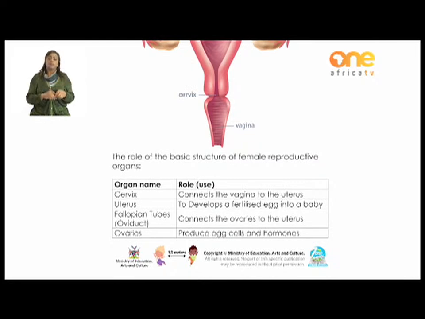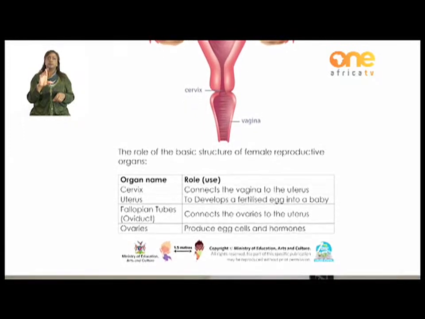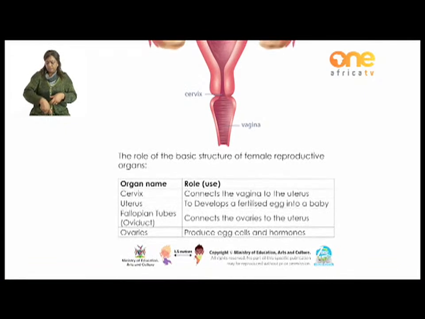The cervix is responsible for connecting the vagina to the uterus. And the uterus develops a fertilized egg into a baby, while the fallopian tubes or oviduct connect the ovaries to the uterus. And the ovaries produce egg cells and hormones.